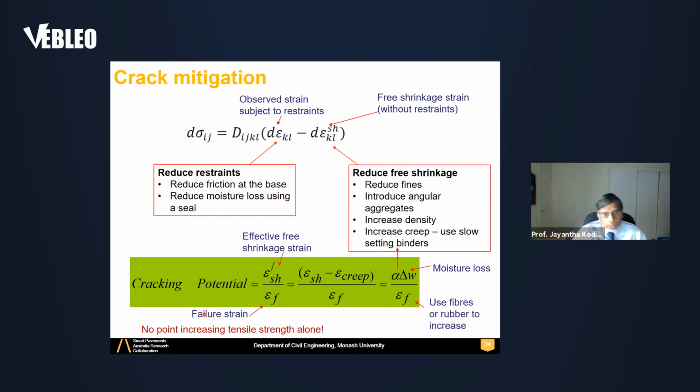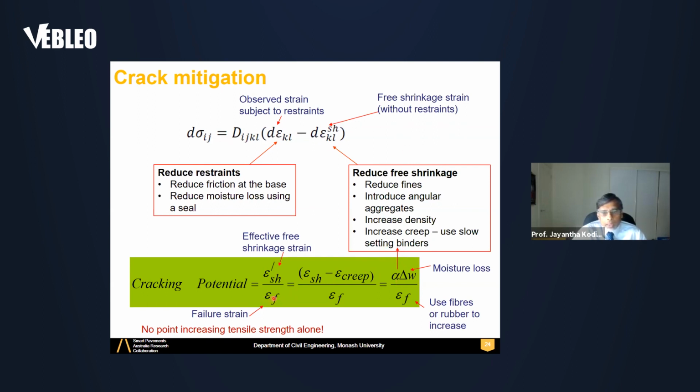So cracking potential can be given by this equation. You have free shrinkage, effective shrinkage divided by failure strain. Effective shrinkage is epsilon shrinkage minus creep shrinkage, so together, and the failure strain. Here you can see alpha delta W, where delta W can be taken as the moisture content change, moisture loss. This alpha is a material property given by all these properties. So alpha is a function of those things.